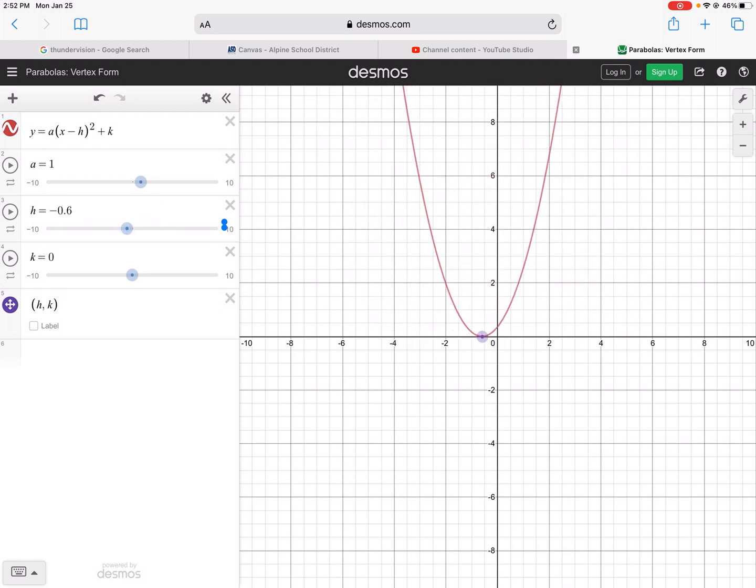Right 4, left 4. So h here does left or right. Okay. K makes it go up or it makes it go down. So if k is negative, it makes it go down. If k is positive, it makes it go up.